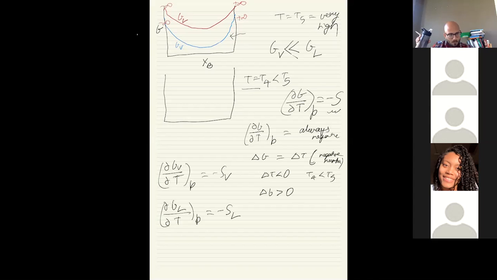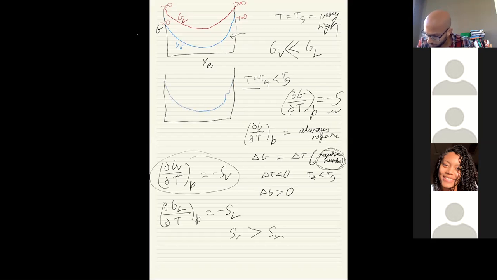GL. Yes. Which is higher, SV or SL? Which one has a higher entropy? The vapor has a higher entropy than liquid, right? Vapor is like, I'll go anywhere. I don't care. This directly means that this slope is negative, but on top of that, this negative number is bigger for the vapor than for the liquid. So the vapor will move up relative to this curve.